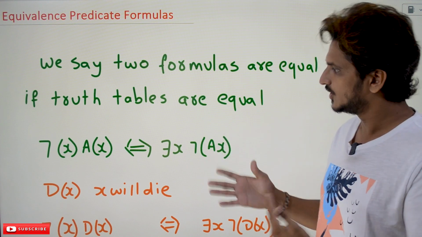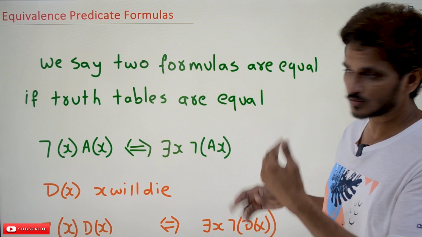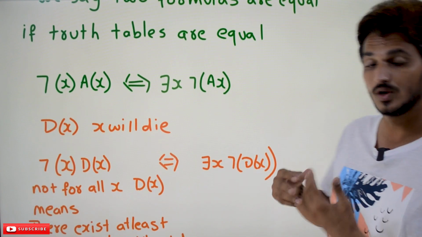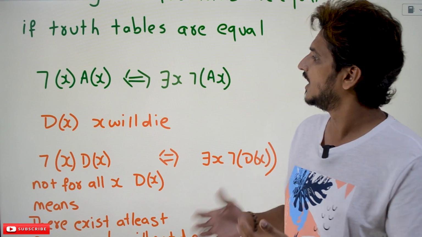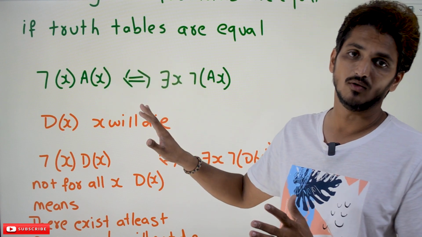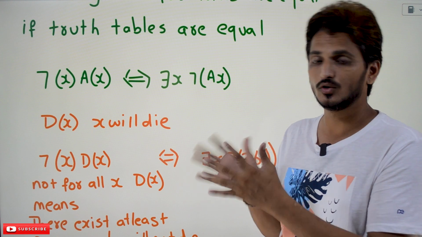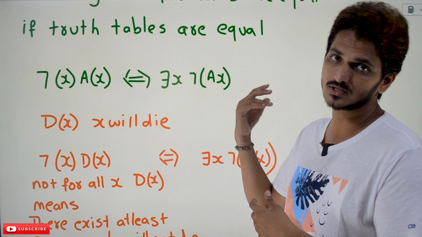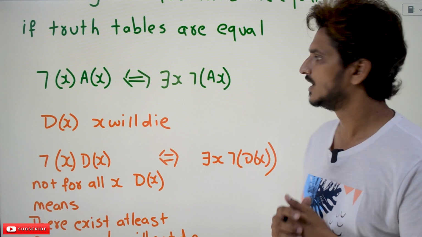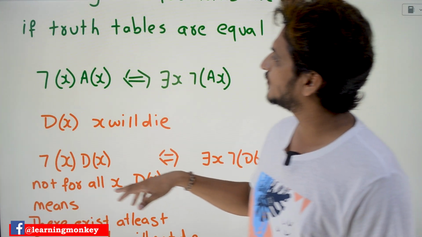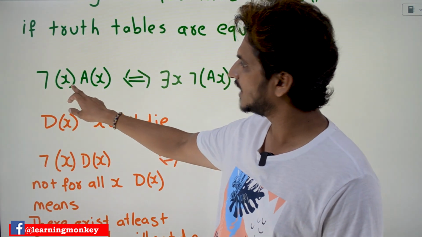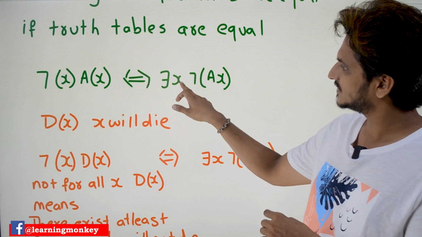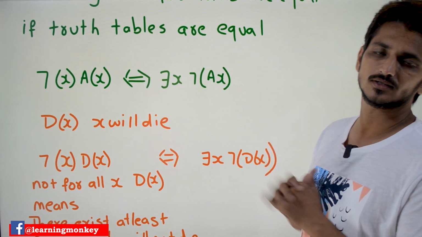The same way we can show that both the truth values are the same, but here in the explanation we'll take an example and understand why these two formulas are equal. Without taking the truth table, we are going to explain it. That is the best way to understand, because we are going to use these equations in our coming classes. So coming to the first equivalence formula: not for all x A of x is equal to there exists x not A of x.